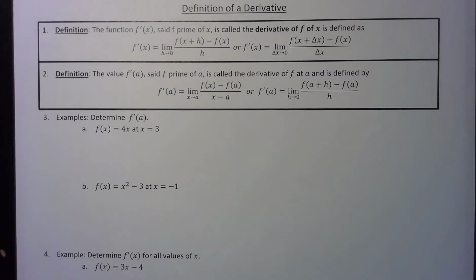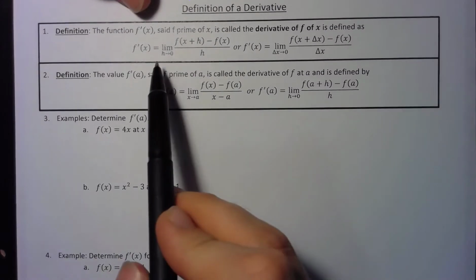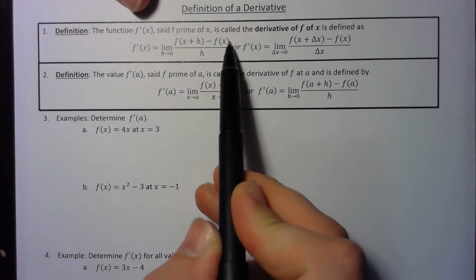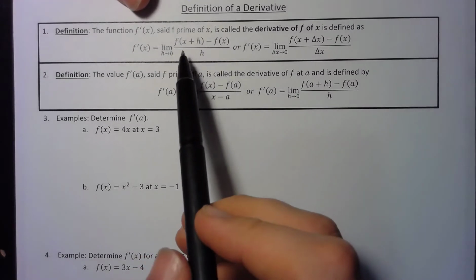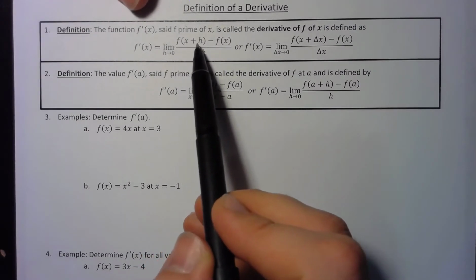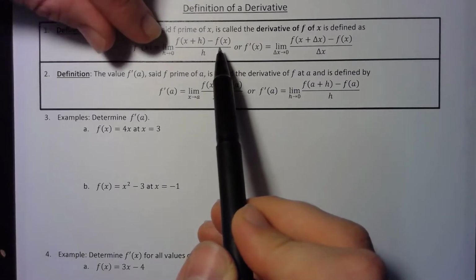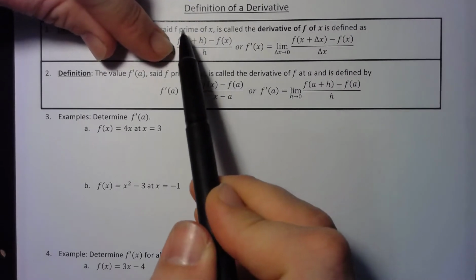In this video, we'll be talking about the definition of the derivative. Now, the derivative is nothing more than the limit as h approaches 0 of the difference quotient. So we've worked with the difference quotient before such that f of x plus h minus f of x all divided by h. That right there behaves as though it's a slope.